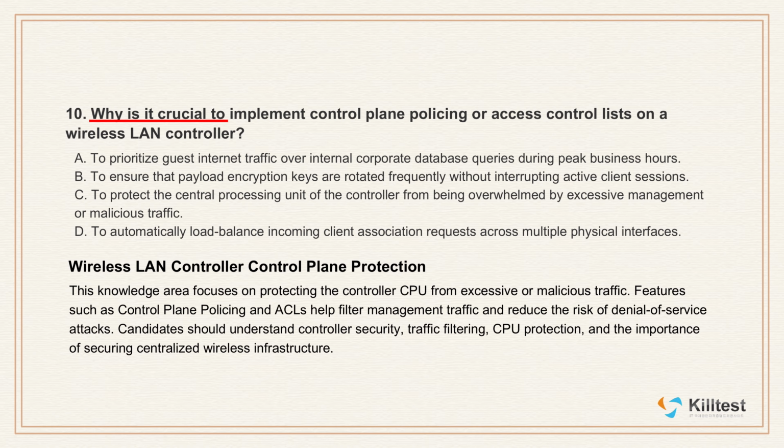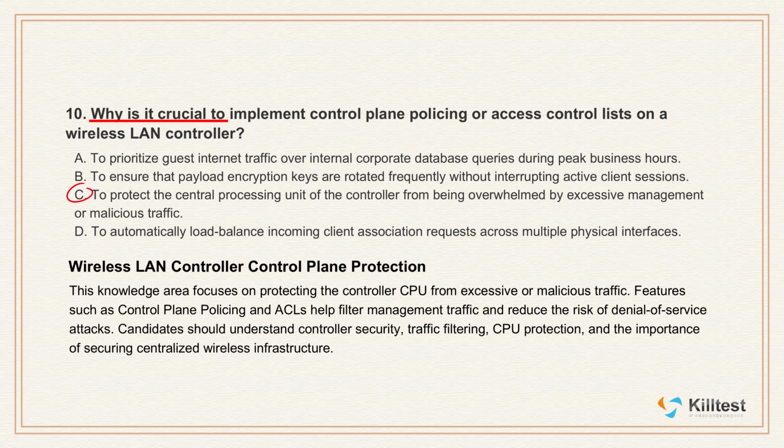So if I compare the controller CPU to the CEO of a major company, you can't have every single employee walking into their office at the exact same time, right? You need a gatekeeper. Oh, I love that CEO analogy. Yes, you need an executive assistant guarding the door. And that is option C. Control plane policing protects the CPU of the controller from being overwhelmed by excessive management traffic or malicious denial of service attacks. It keeps the whole system stable.